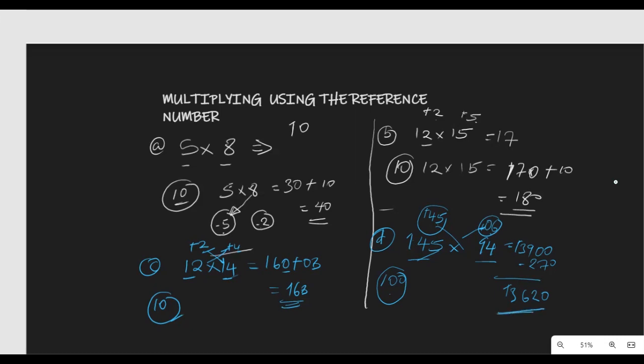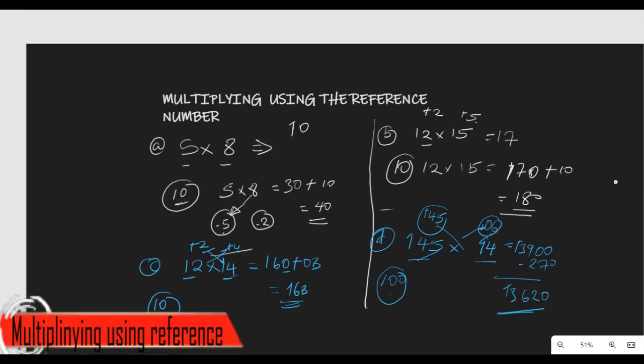So that is how you do the calculation when you're using the reference number. Just identify the reference number and use that for your calculation.